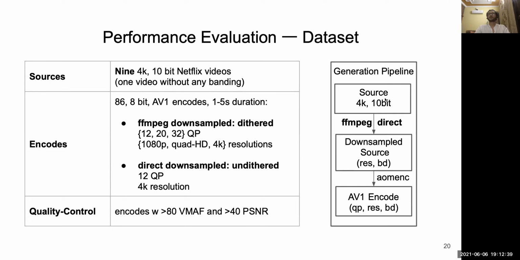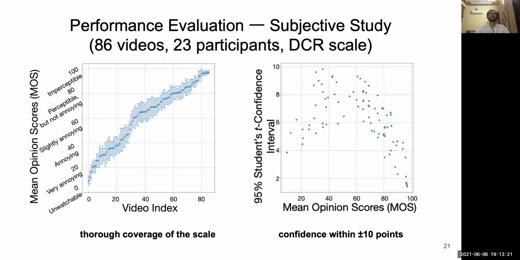Our typical generation pipeline was that the source was first downsampled to a particular resolution and bit depth, and finally encoded using an AV1 encode. The downsampling step could be done using FFmpeg or just direct downsampling. This was done because when you downsample using FFmpeg, it introduces banding based on the QP or the resolution at which that video was encoded. So to explicitly account for the case when banding is present in the video, we also had one encode at the highest quality to account for it. Finally, we also did quality control, and we only chose videos which had greater than 80 VMAF and greater than 40 PSNR, highlighting the problem that VMAF and PSNR are not actually able to detect banding at all.